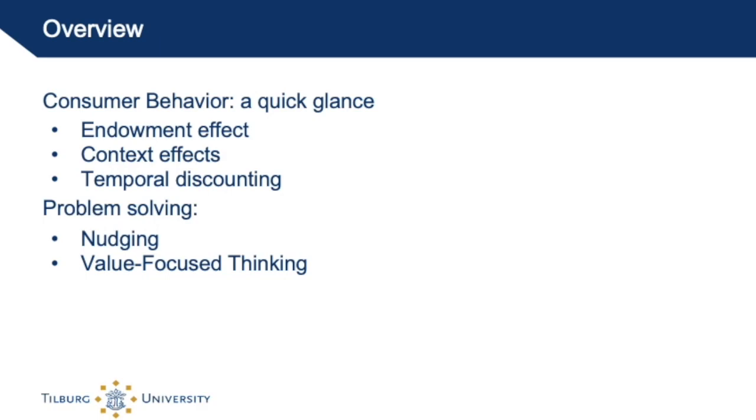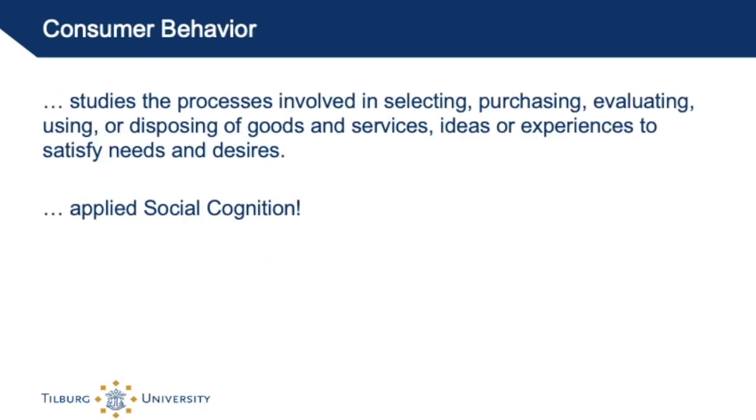So before we get started, we have to do a little bit of definition work, of course. So what is consumer behavior about? Consumer behavior studies the processes involved in selecting, purchasing, evaluating, using, or disposing of goods and services, ideas, or experiences to satisfy needs and desires. So basically, this means that it is social cognition applied to anything that has to do with consumption.